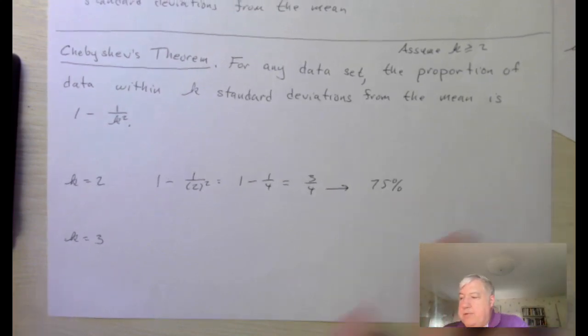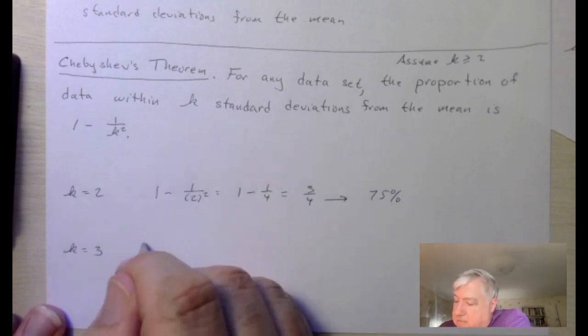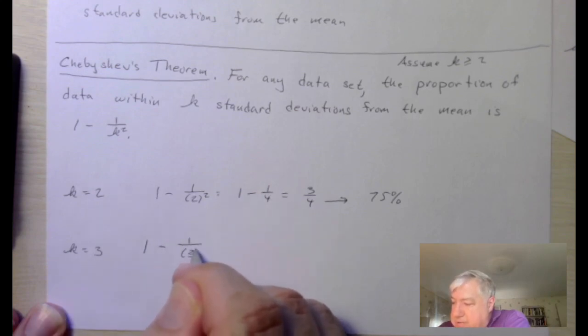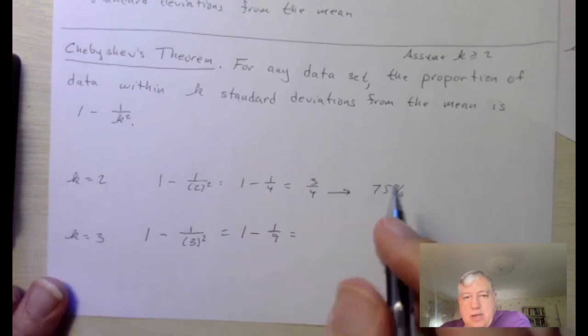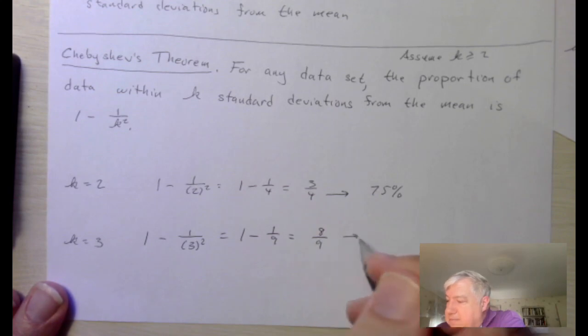So if it was bell-shaped, we said that 95% would be within 2 standard deviations. But even if we don't have that, we can expect at least 75% to be in there. And if k is 3, we get 1 minus 1 over 3 squared. That's 1 minus 1/9, which is 8/9, which is around 89%.